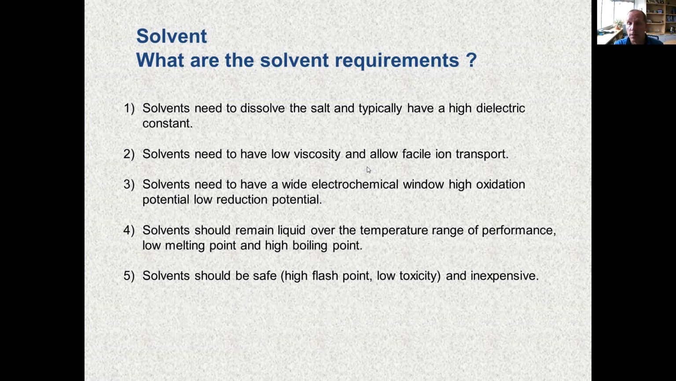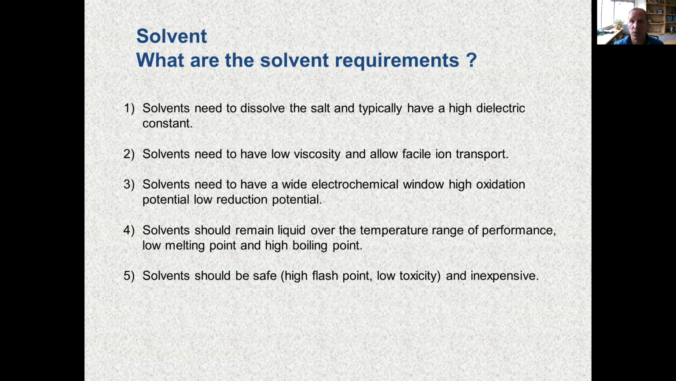Once again, if the viscosity of the electrolyte is too high, this basically impedes ion transport, which will impede higher rate performance, and will also inhibit low temperature performance. Solvents, as I said, need to have a very wide electrochemical potential window. They need to have a high oxidation stability and low reduction potential. So basically you need to have a very broad range of electrochemical stability for the solvents. And this is certainly a large problem for most of the solvents that one would consider.